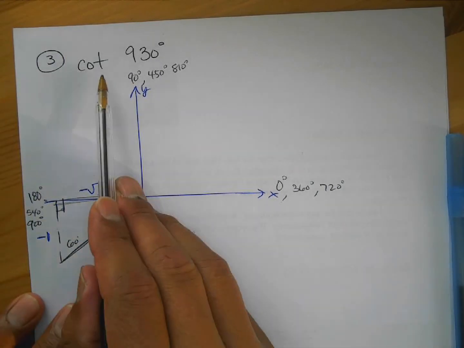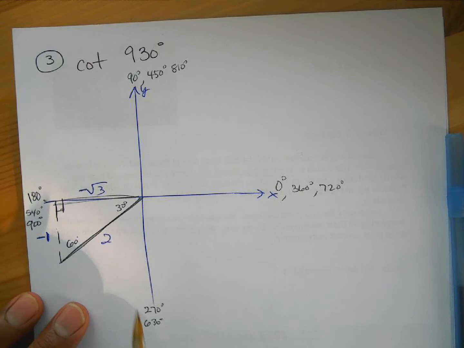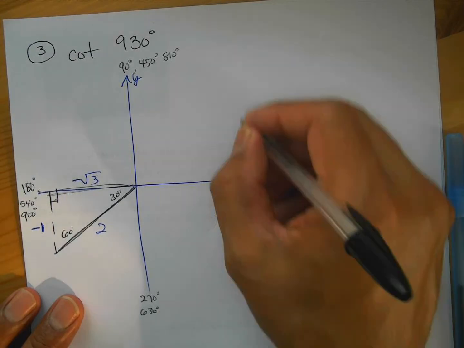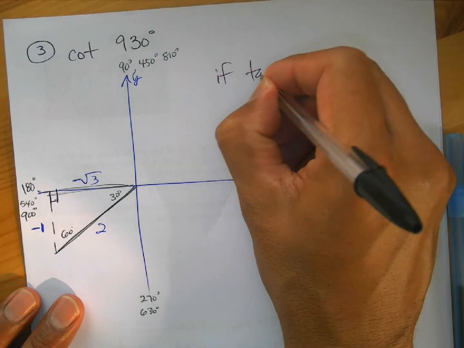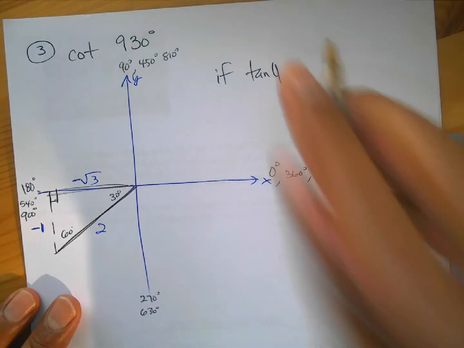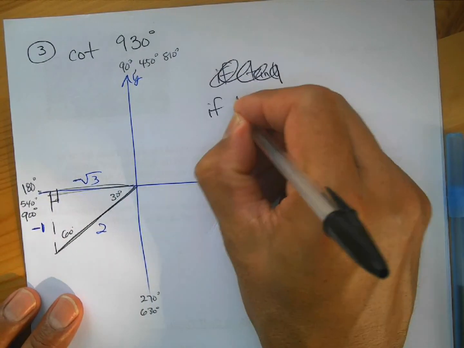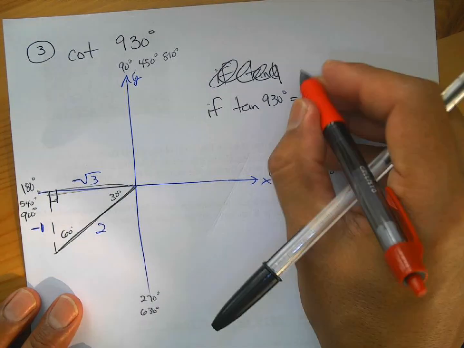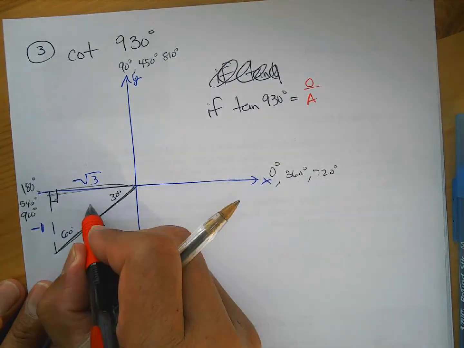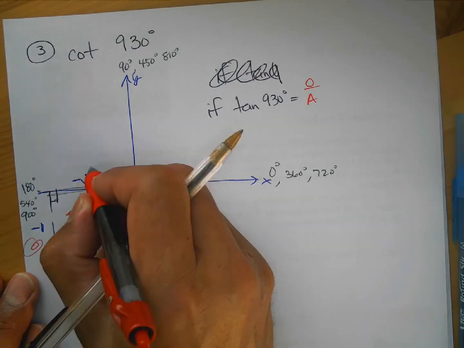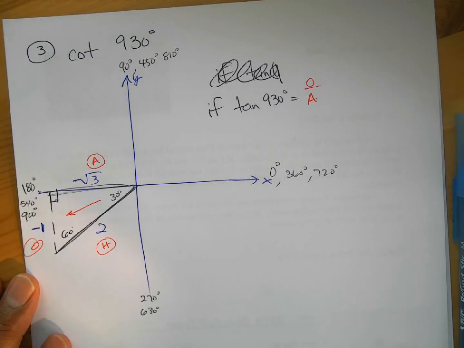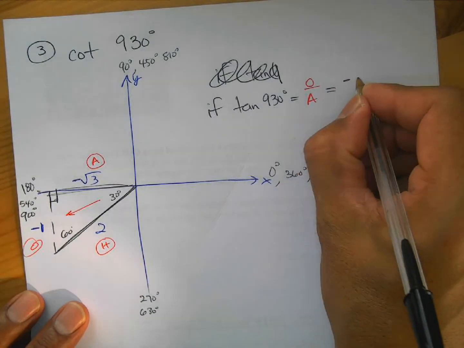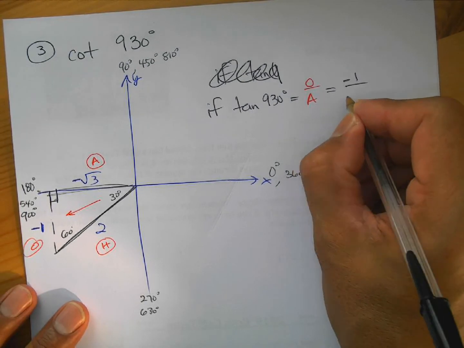And then the question is, I'm not going to find cotangent directly. You're going to find the one that is the reciprocal of cotangent. You find that one first, and I know that it's what? Tangent. If tangent of 930 degrees is what? O over A. Oh, let me label my sides. O, A, and H, but I'm not using H. If tangent is O over A, that would be negative 1 over negative root 3.